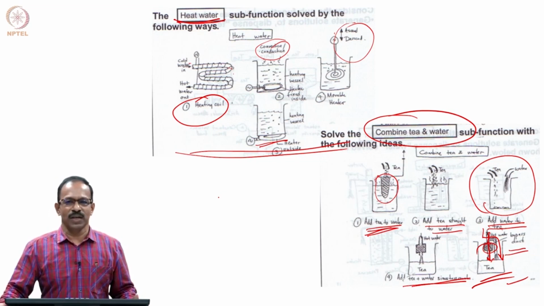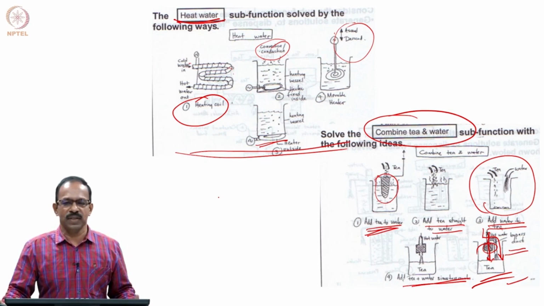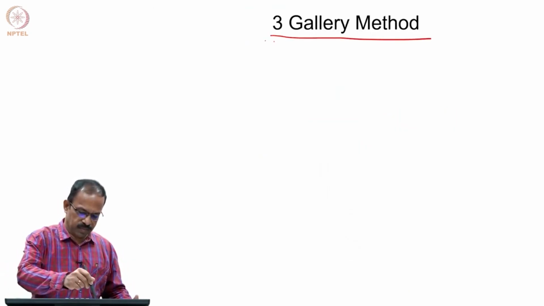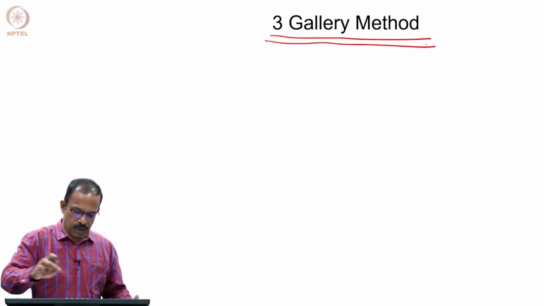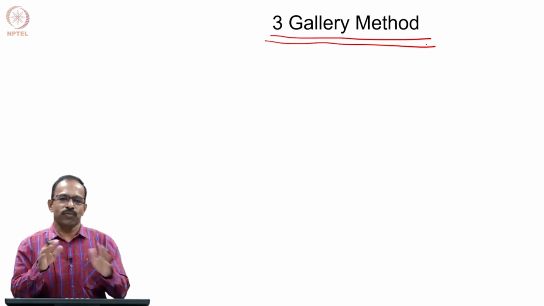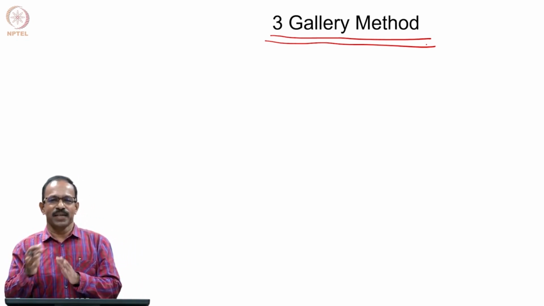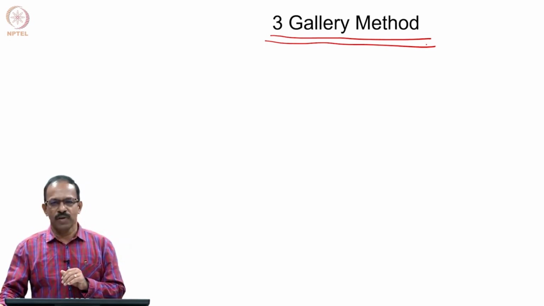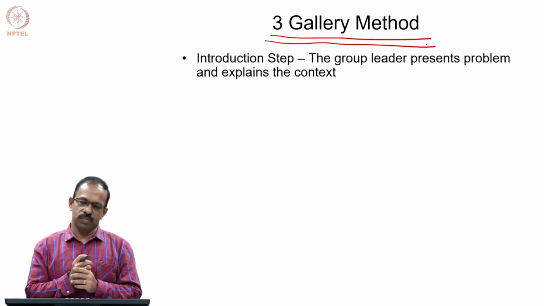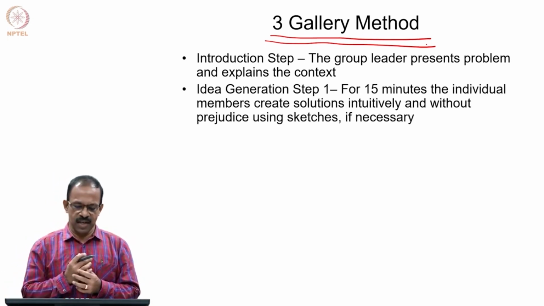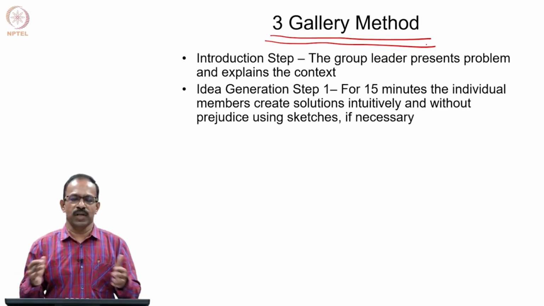To avoid this issue, people have come up with a slightly different method, which we call the gallery method. The gallery method is a kind of combination of both brainstorming and 635. Here, what we do is ask every individual to sketch their ideas and present them to the group.